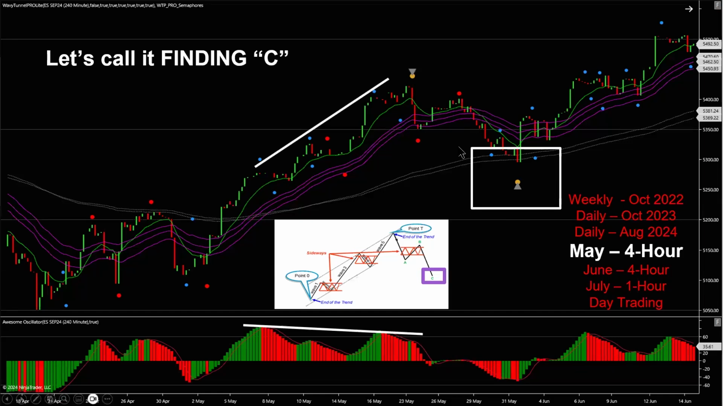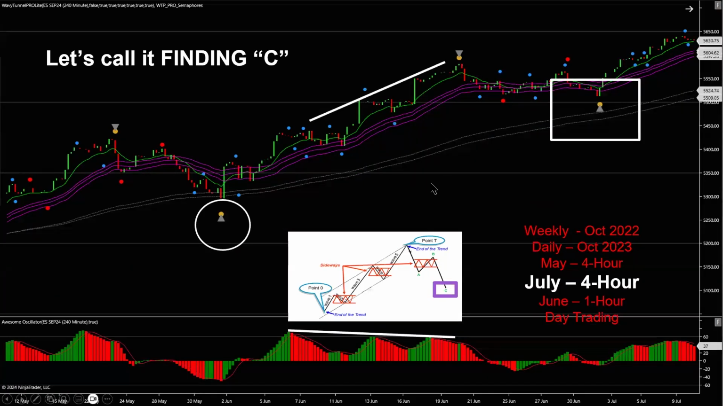Type a Y in the box if you're understanding it, and if you're saying, aha, if you're having any aha moments. I hope you're having some aha moments. Good, I'm seeing lots of yeses, terrific. So this is the 4-hour chart from May. Well, have a look. And this is July, the 4-hour.